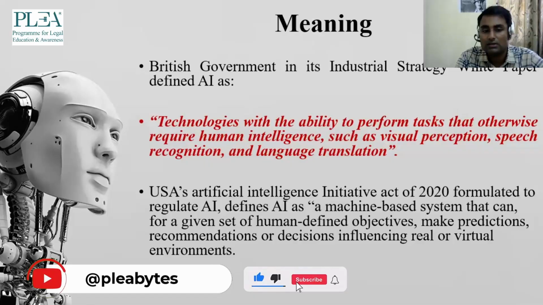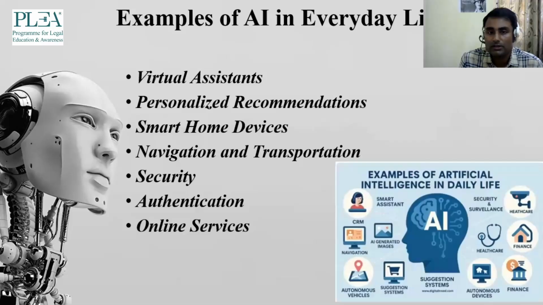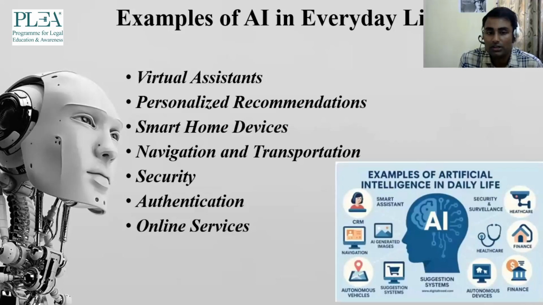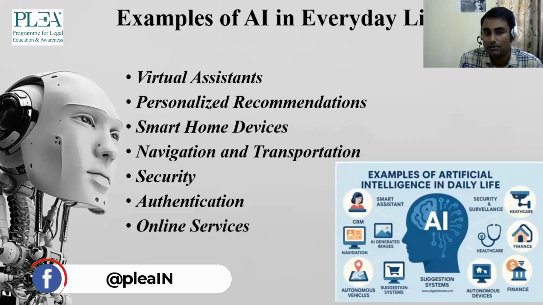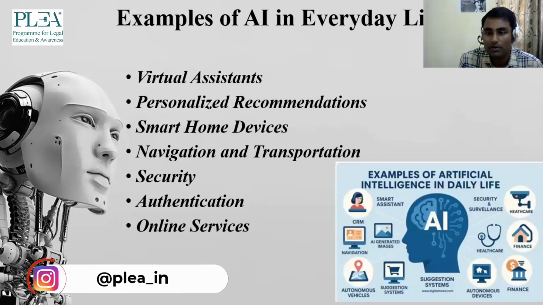On that basis, there are certain examples of artificial intelligence that we can use: virtual assistants, personalized recommendations, smart home devices, navigation and transportation, security, authentication, online services. They have given a number of examples, like virtual assistants. People who are helping us are assistants. Definitely, people or a mechanism which is helping virtually is a virtual assistant. Then personalized recommendations and smart home devices.